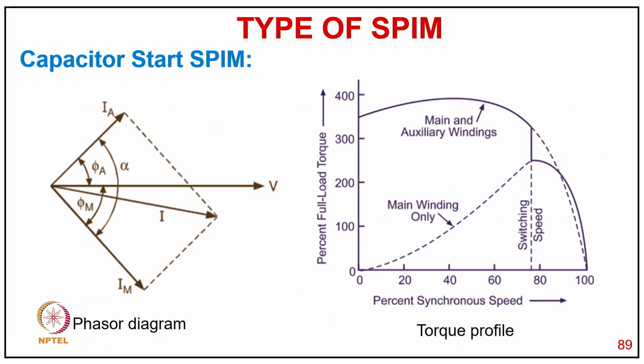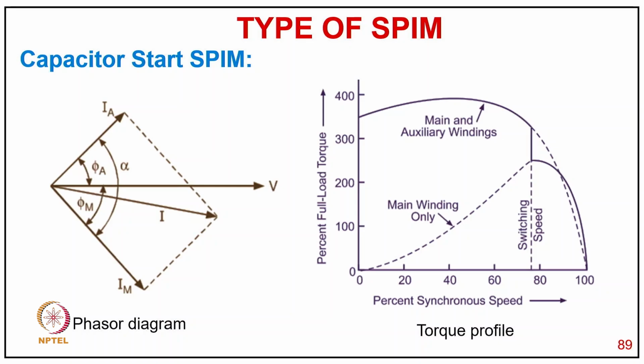You can see how it works. The auxiliary current, because of the capacitor, leads the voltage by angle phi a. Then the main winding current lags the voltage by phi m, and then you have a net current. The angle between the two currents is generally alpha here, but the design sometimes uses 90 degrees, so that you have two MMFs at 90 degrees producing the two fields. With exactly 90 degrees, as in a two phase machine, a rotating field is produced at starting.